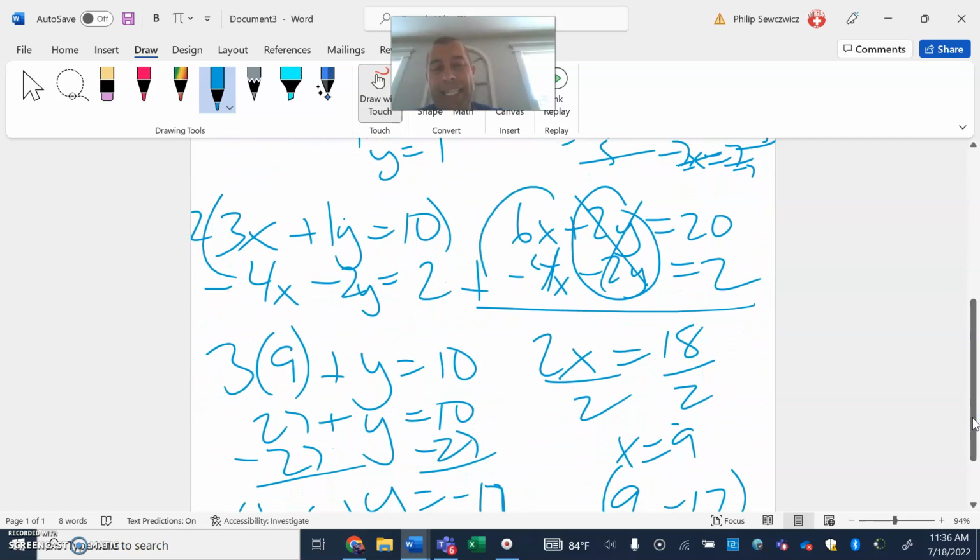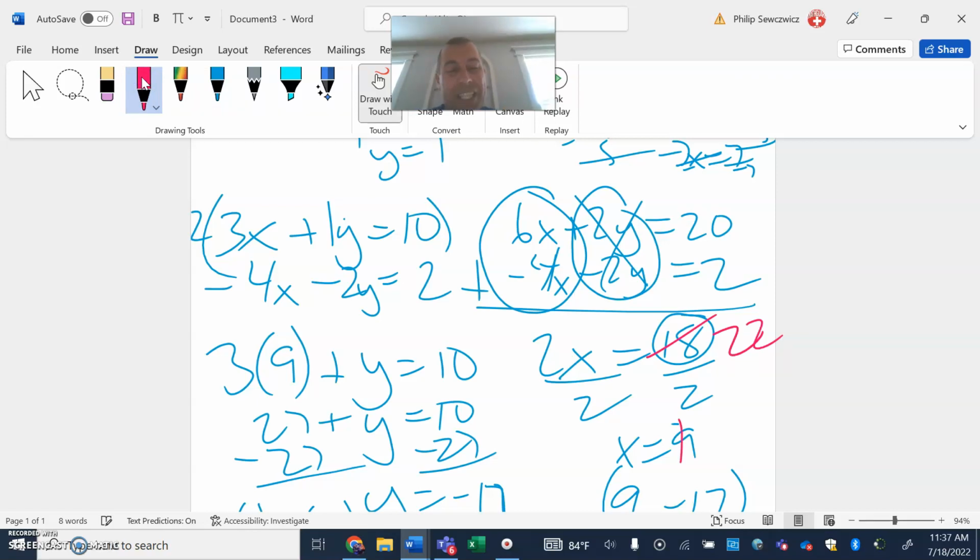Remember, we were adding 6 plus a negative 4. That gives me a 2. 20 plus 2, that should give, yeah. So that shouldn't have been an 18 there. That should have been a 22 that we were looking at. So 22 divided by 2, x equals 11.